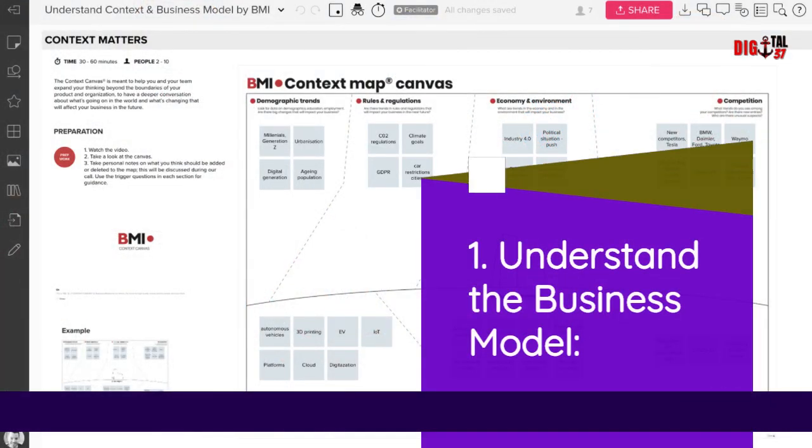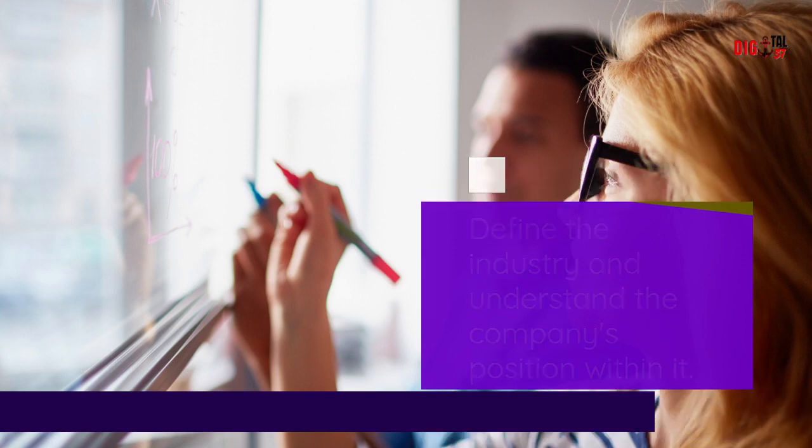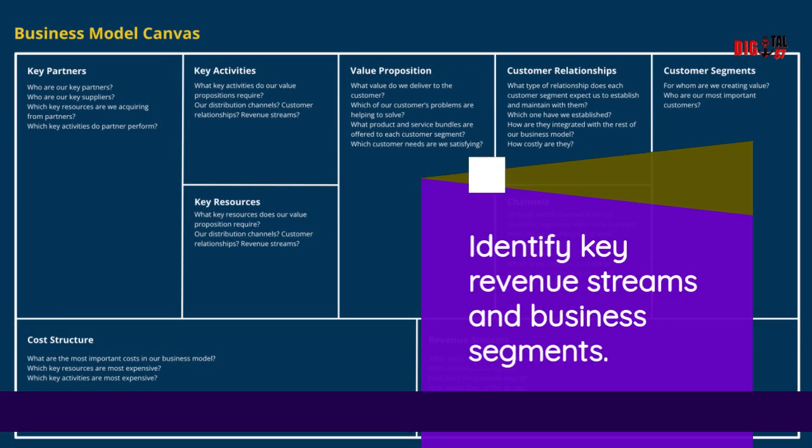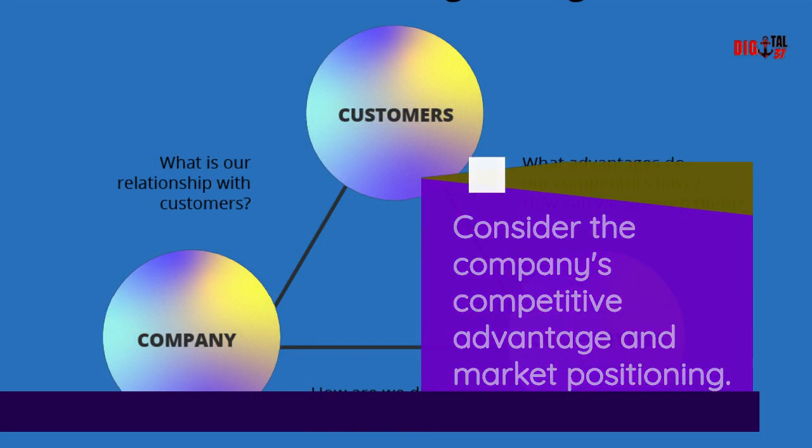1. Understand the business model. Define the industry and understand the company's position within it. Identify key revenue streams and business segments. Consider the company's competitive advantage and market positioning.